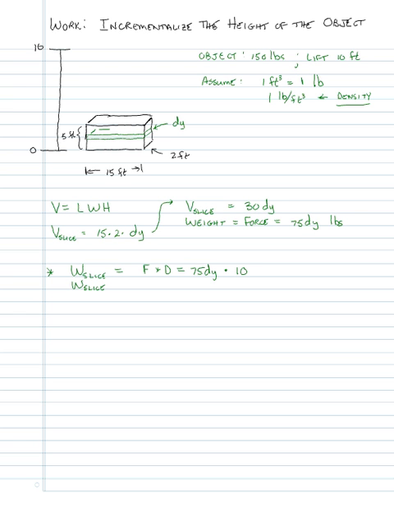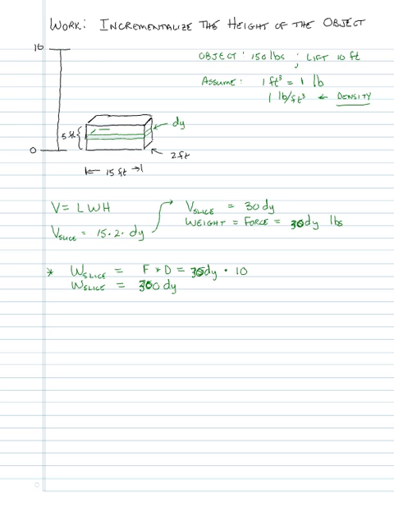Okay, anyway, so the work required to move the slice 10 feet is... I said 750, and I'm sorry, it's 30. Where have I gone wrong? I apologize to you. This is 30 dy. This is 30 dy. My bad. I apologize. 30 times 10, or 300 dy.